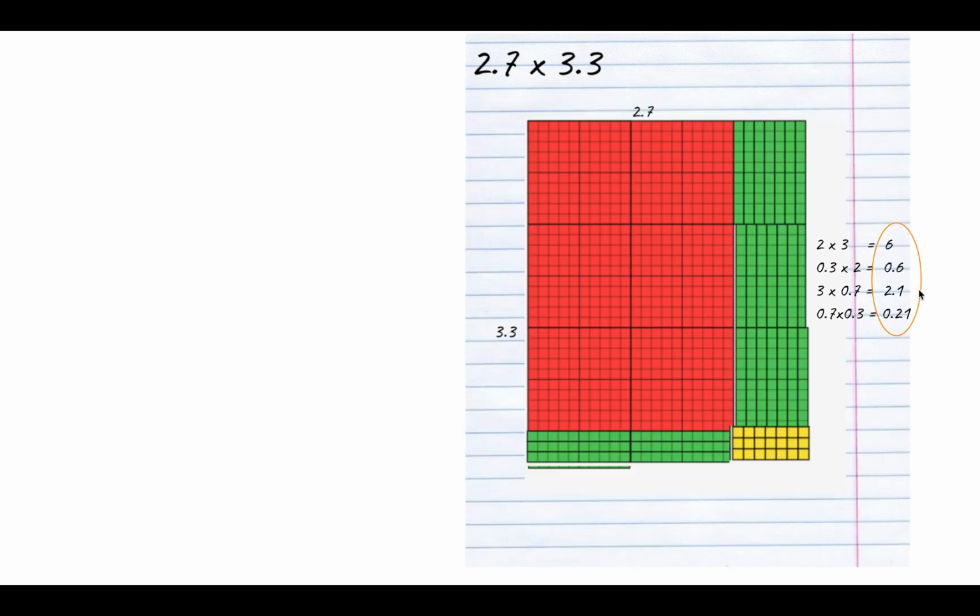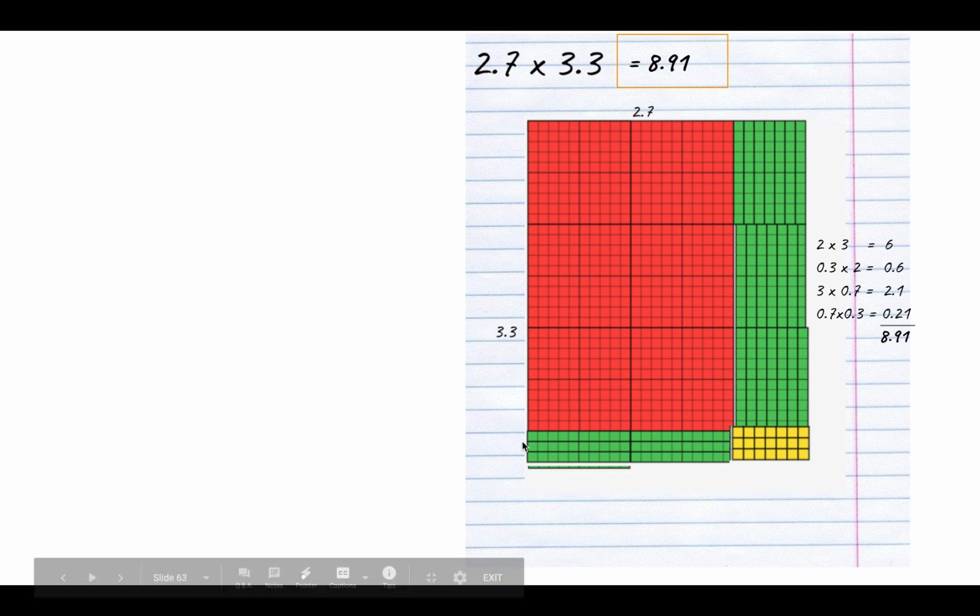Now I just add up the different parts that I figured out, and I see that in total, I have 8 whole blocks, 9 tenths, and an extra hundredth. So my answer would be 8.91. So it's pretty easy. You're basically just doing area exactly like we learned last year, but now there are some decimals in our area as well.